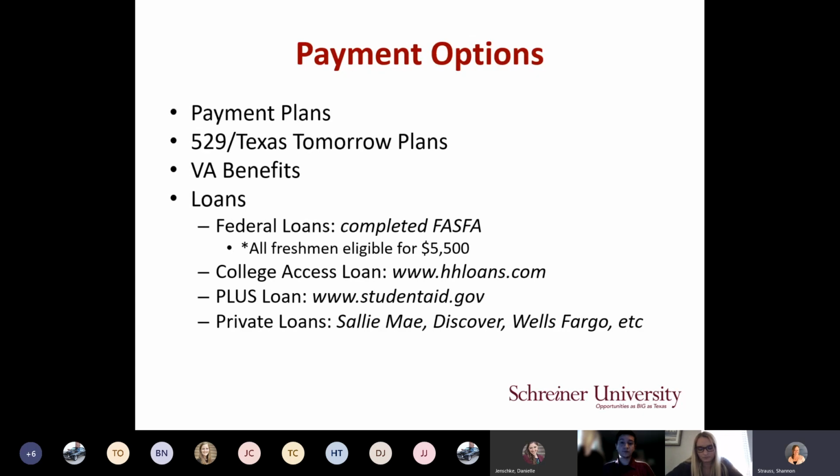There's also a PLUS loan. So for parents, it's called a Parent PLUS loan. This is a loan in the parent's name. So the College Access Loan is actually a loan in the student's name. Parent PLUS loan is a loan in the parent's name. And then private loans, I'm sure you guys have all heard of Sallie Mae, Discover, Wells Fargo. What I will tell you when you guys are looking at loans is look at origination fees, look at interest rates, look and see, are they variable? Are they fixed? Make sure you read the fine print on those, especially on those private loans. And again, if you have any questions, contact our office and we can definitely help you look at that information and see what the terms are.